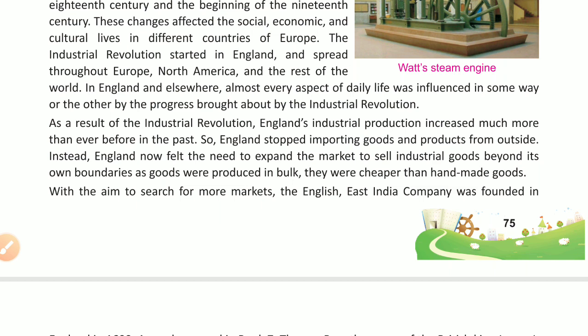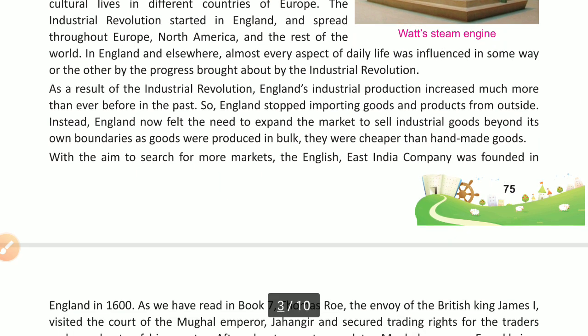So, England stopped importing goods and products from outside. See, what happened because of the industrial revolution, many of the industries were set up in England, and production was increased. So, England was now thinking of stopping the import of foreign goods, in the sense, import of products from other countries. The next sentence further says that instead England now felt the need to expand the market to sell industrial goods beyond its own boundaries.